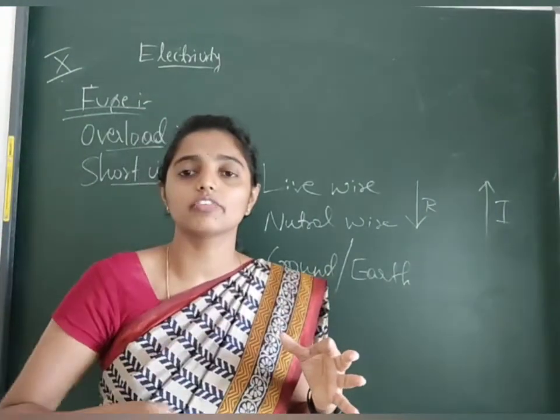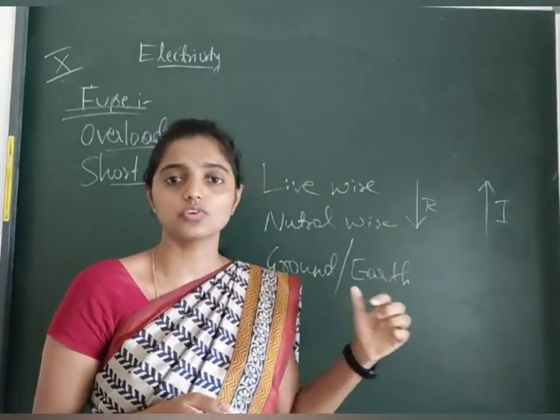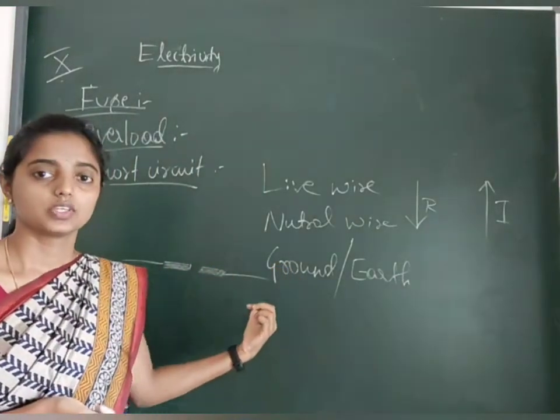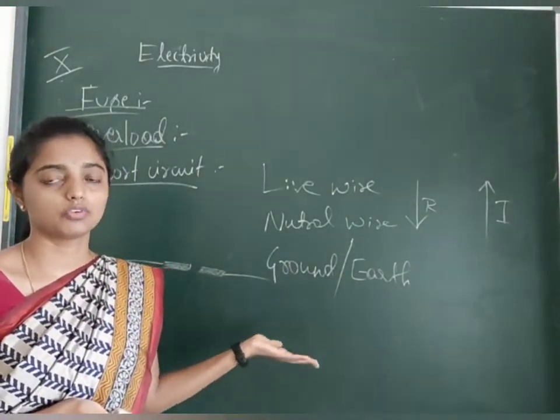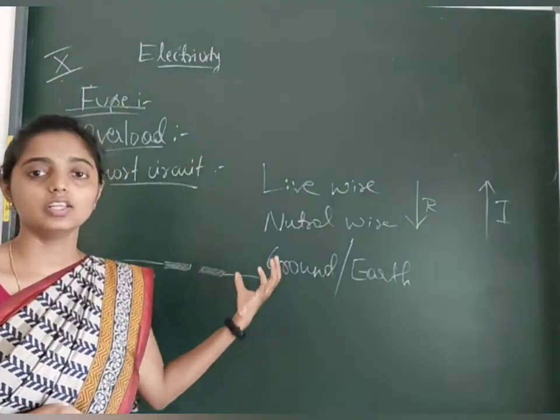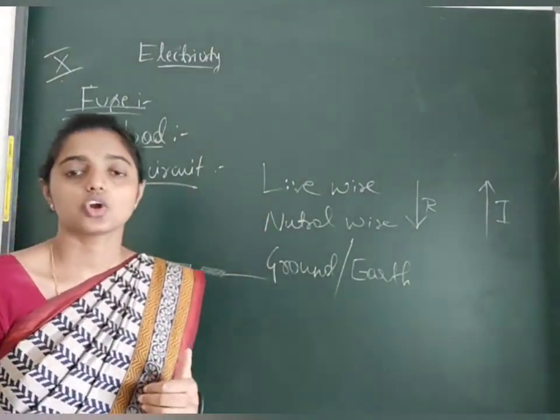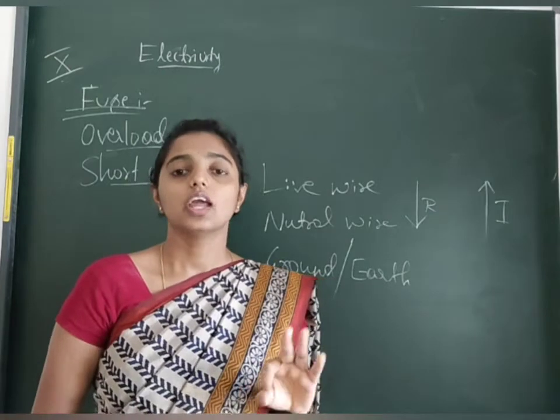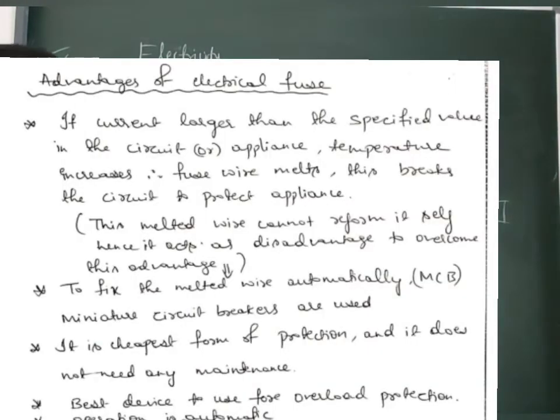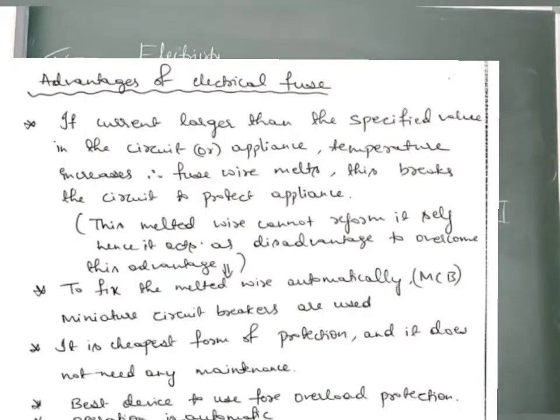Now as I told, here we need to learn the advantages and disadvantages of fuse. Whatever I just explained, what happens when the current flows more, it will break and it will avoid short circuit and overload. This is one of the advantages of fuse. Once again I repeat, if the current is larger than the specified value in the circuit or in the appliances, the temperature increases. Automatically when the temperature increases, the fuse wire melts, and this breaks the circuit to protect appliances.